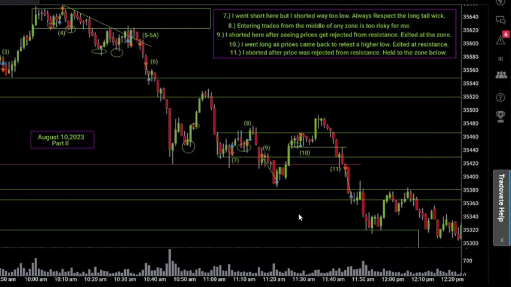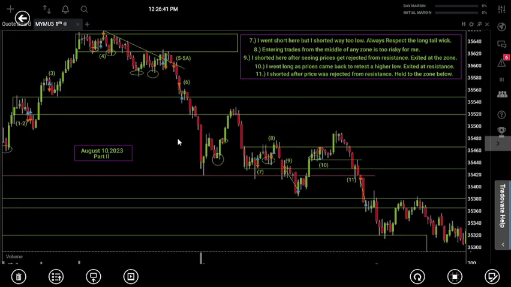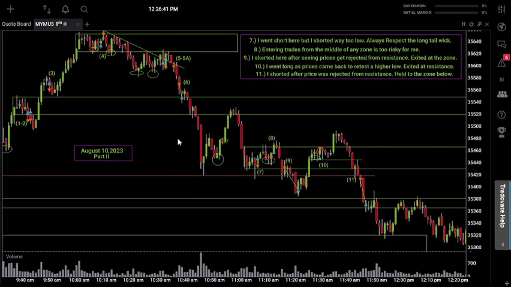And even though I started out a little rough, I think I was able to close the day and do very well, got back into profit, so I'm proud of that. But there are a lot of things that I definitely need to clean up.